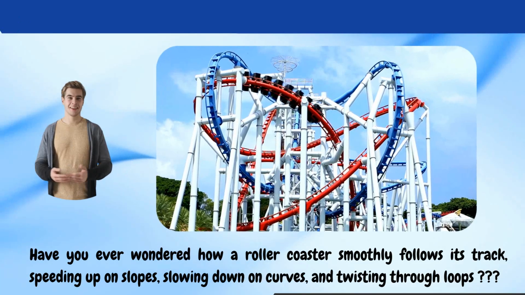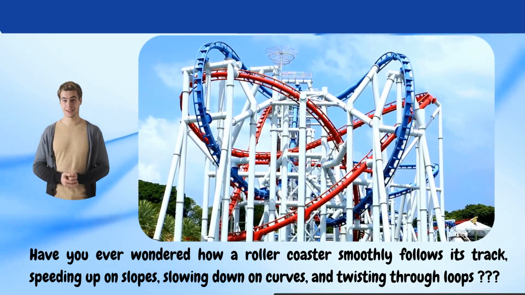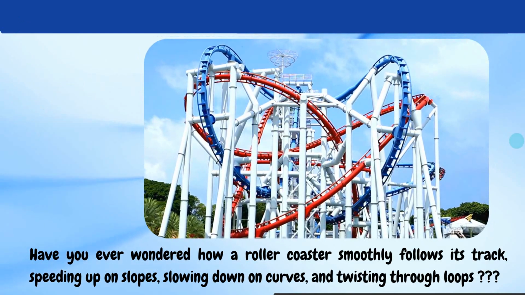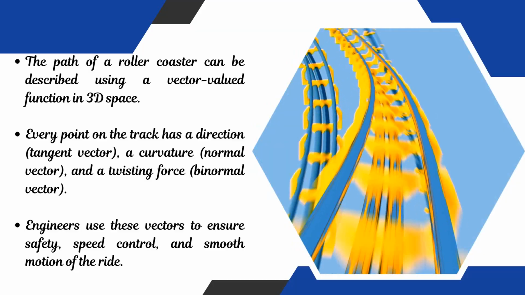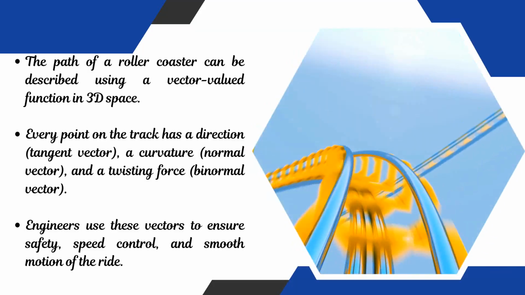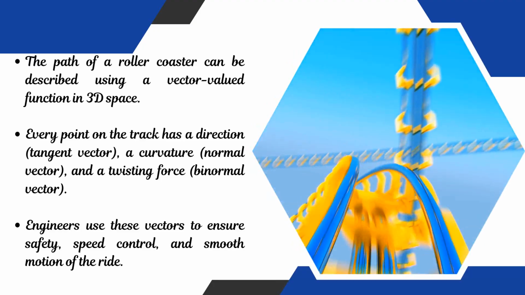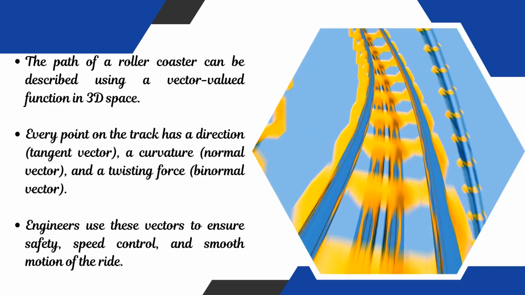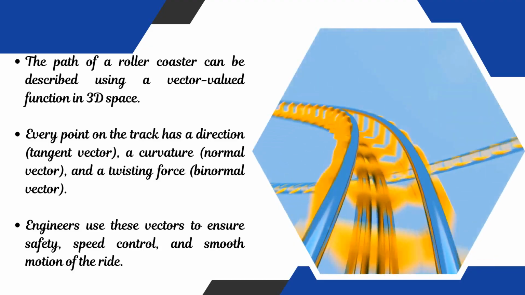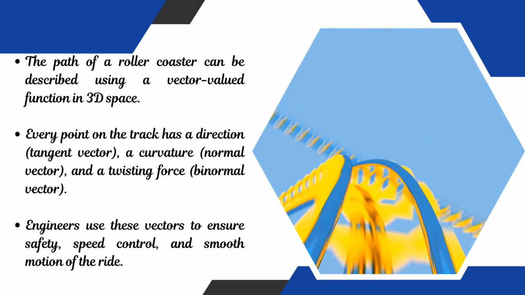Have you ever wondered how a roller coaster smoothly follows its track, speeding up on slopes, slowing down on curves, and twisting through loops? The path of a roller coaster can be described using a vector-valued function in 3D space. Every point on the track has a direction, the tangent vector, a curvature, the normal vector, and a twisting force, the binormal vector. Engineers use these vectors to ensure safety, speed control, and smooth motion of the ride.